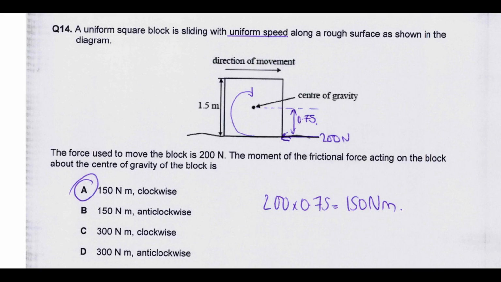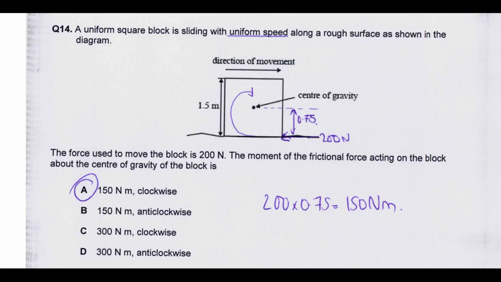Okay, so we've got a uniform square block and it's sliding at uniform speed. So if it's going at uniform speed, we know that the resultant force is 0, or all the forces cancel each other out. So the force used to move the block is 200 newtons, and that must be acting to the right because that's the direction of movement.